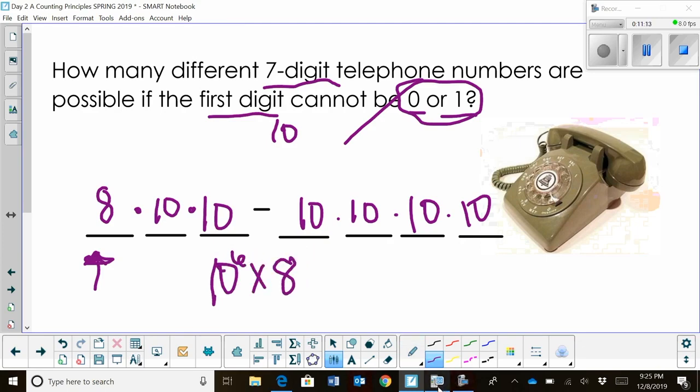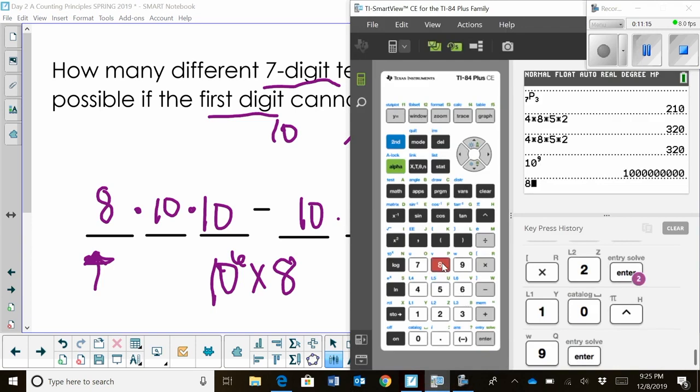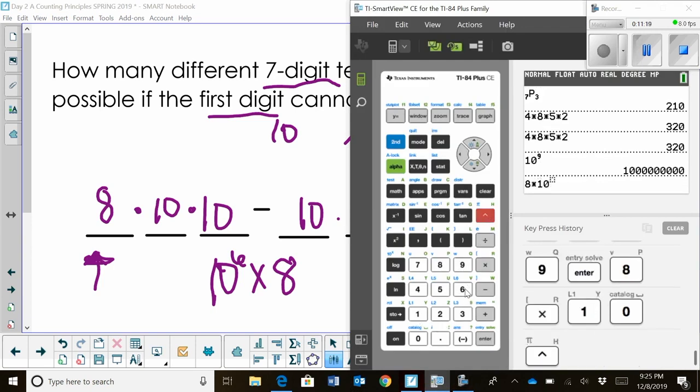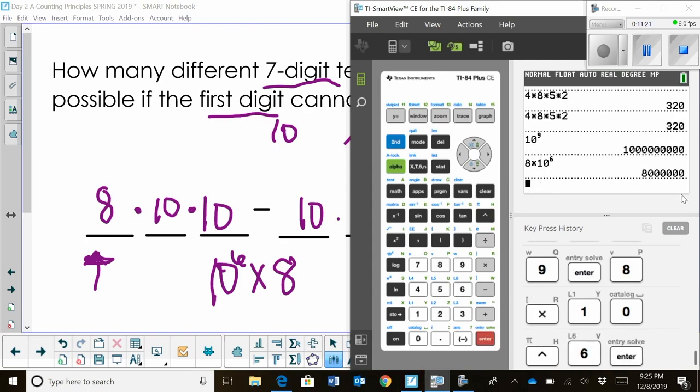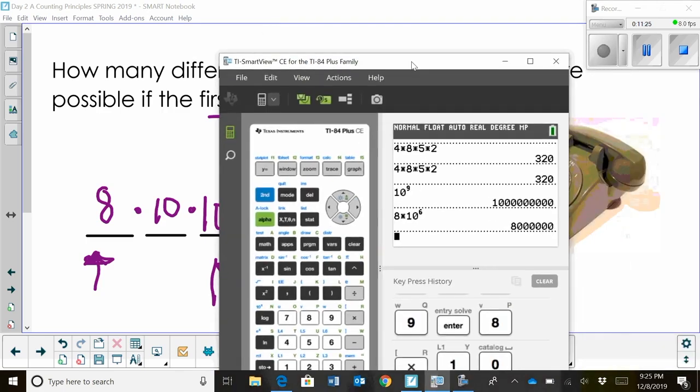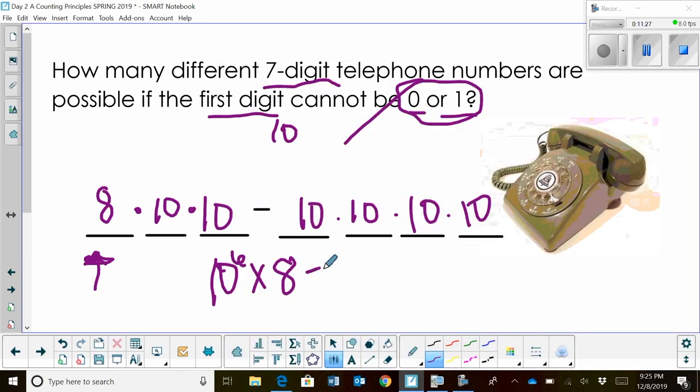So what's 10 to the 6 times 8? Let's take 8 times 10 to the 6th power, and boom, I have, what's that, 1, 2, 3, 8 million different ways. Yep, 8 million, that makes sense. I would have 8 million different phone numbers.